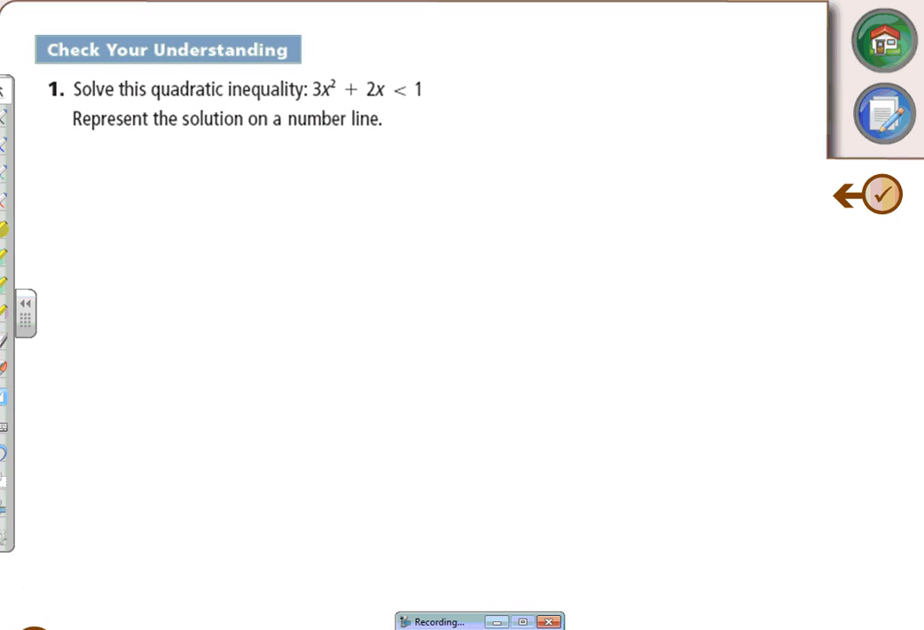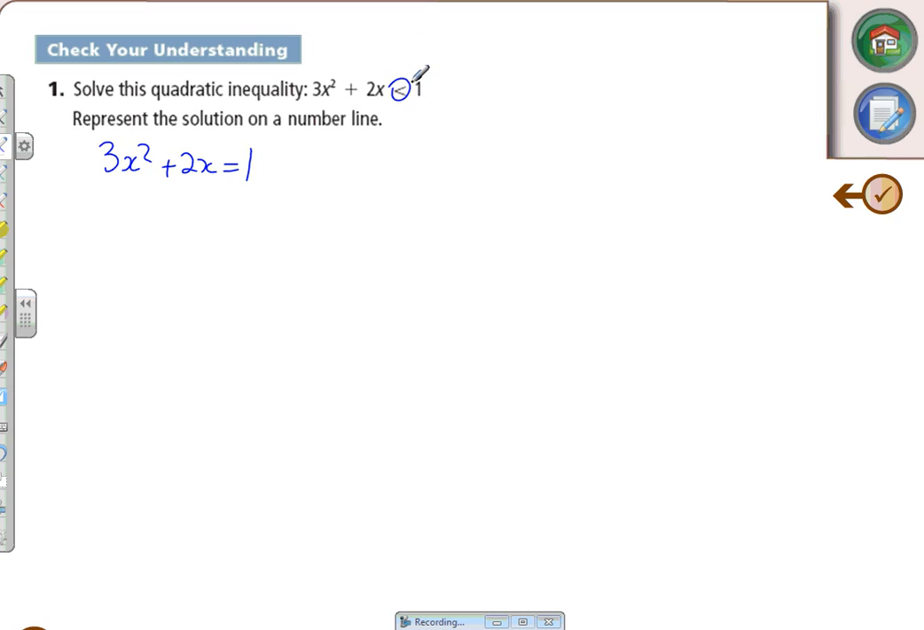Okay, so the question now is 3x squared plus 2x, where is that less than 1? Well, in order to do this question, what we're going to start by doing is just ignore the inequality right now. 3x squared plus 2x equals 1. So now we can go back and do it the same way that we did it in chapter 3, but then we'll bring in some extra knowledge at the end to compensate for that.